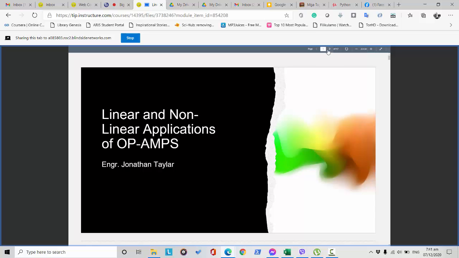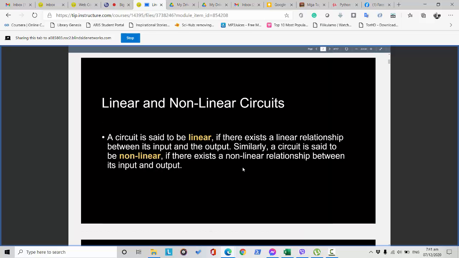Okay, let's discuss this. The first thing that I would like to discuss is linear and nonlinear circuits. A circuit is said to be linear if there exists a linear relationship between its input and the output. Similarly, a circuit is said to be nonlinear if there exists a nonlinear relationship between its input and the output.